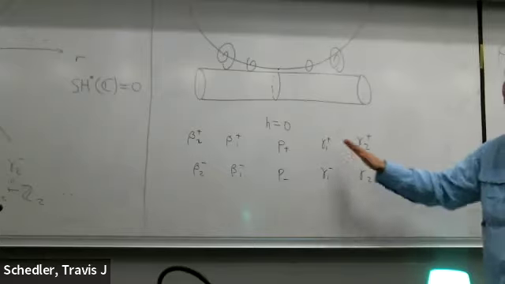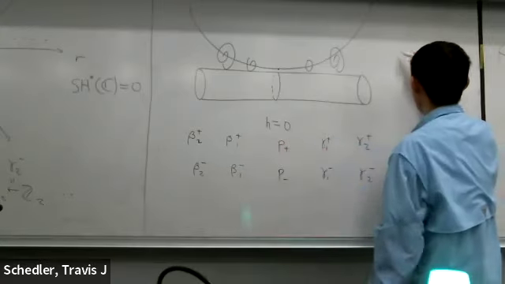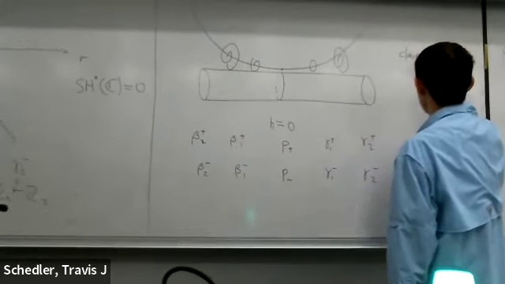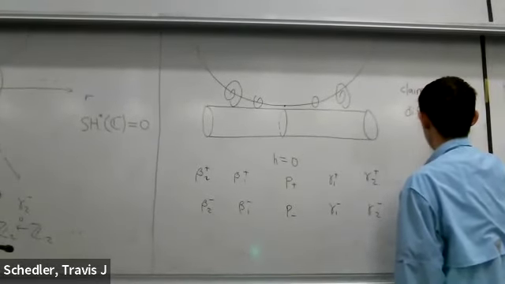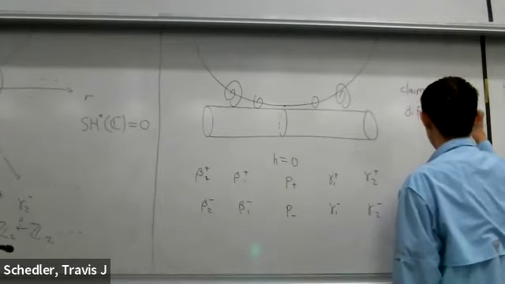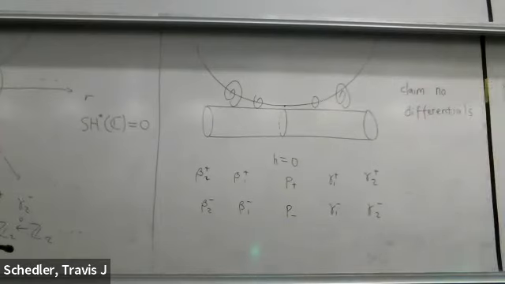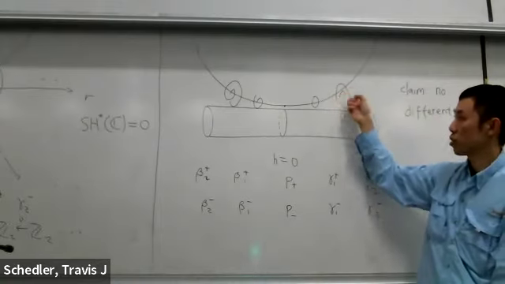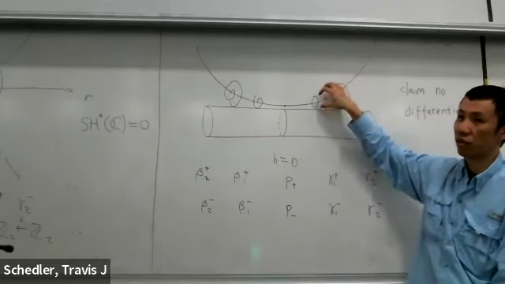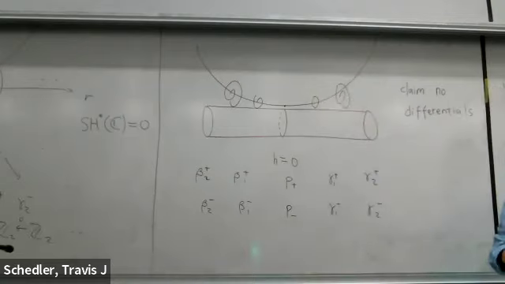So the claim is that there is no differential at all. So those are the generators. Claim: no differential. The reason is the following. In this case, the topology plays a role. If you have a circle wrapping around twice, you cannot have a cylinder connecting it with a circle wrapping around once, just for topological reasons.